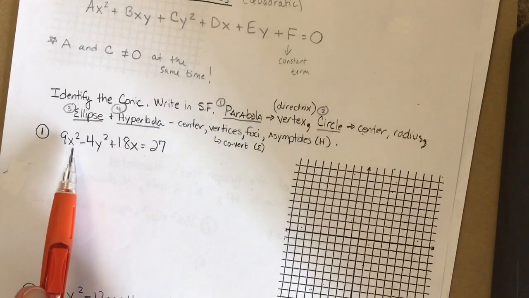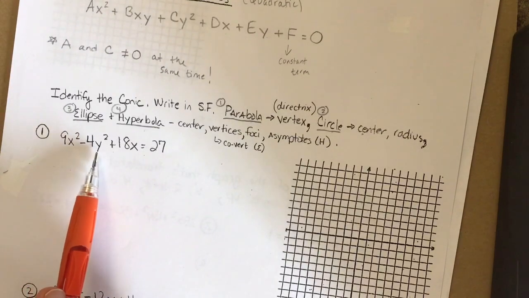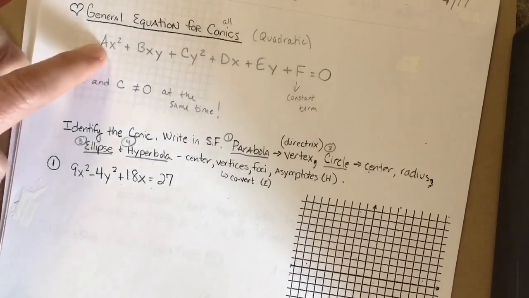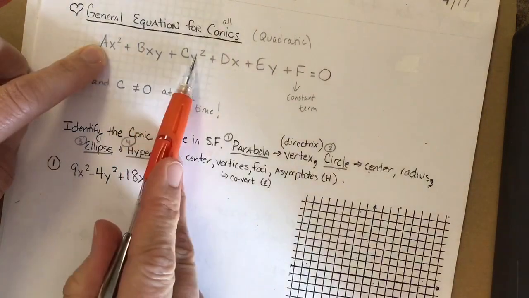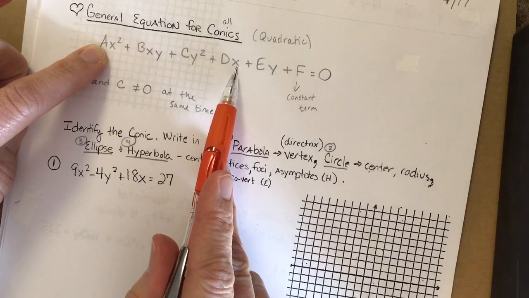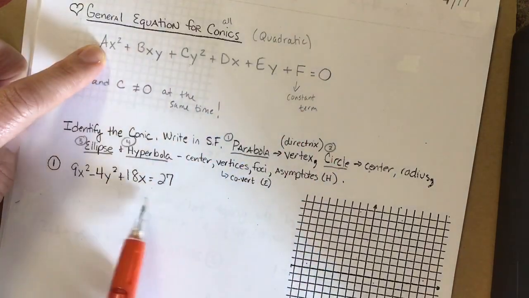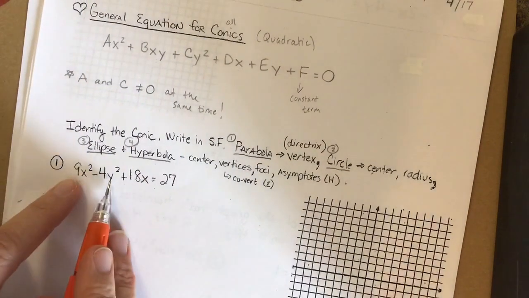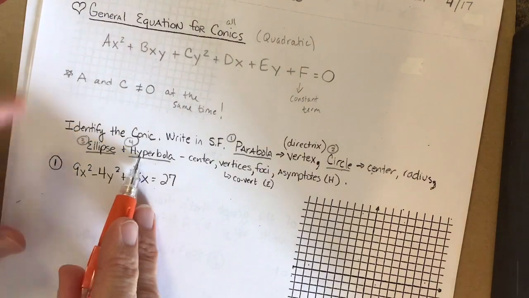We have 9x squared minus 4y squared plus 18x equals 27. All right, what is this? It has the x squared, it has the y squared term, it has a dx, the constant would be negative 27 equals 0. So this is almost in general form. What is this? x squared, y squared minus: hyperbola.